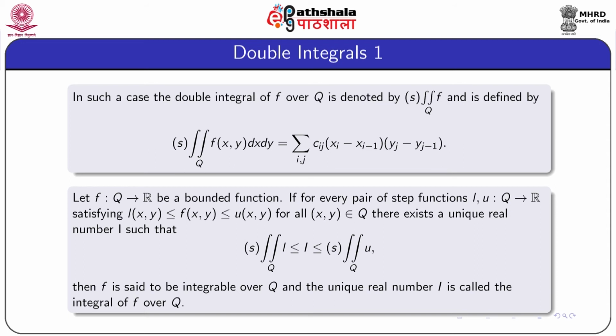Let f from Q to R be a bounded function. If for every pair of step functions L and U from Q to R satisfying L(x,y) lesser equal to f(x,y) lesser equal to U(x,y) for all (x,y) in Q, there exists a unique real number capital I such that step integral of L over Q lesser equal to I lesser equal to step integral of U over Q, then f is said to be integrable over Q and the unique real number capital I is called the integral of f over Q.